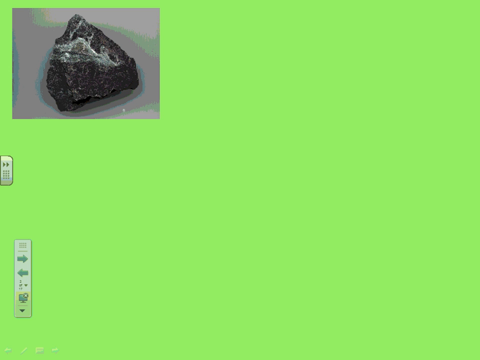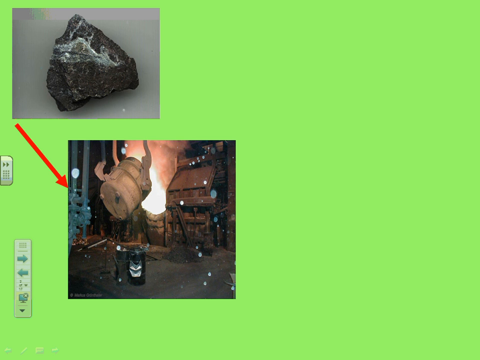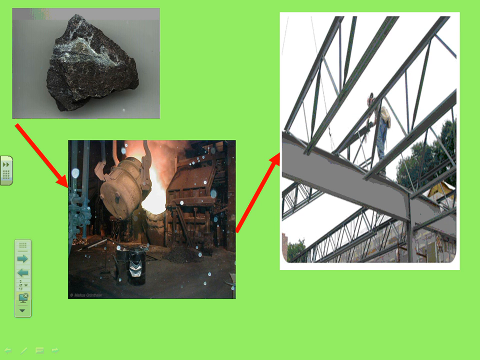And then also we have iron. And iron will go to the steel mill. And the steel mill will go ahead and process the iron along with the other things, and that will become steel.